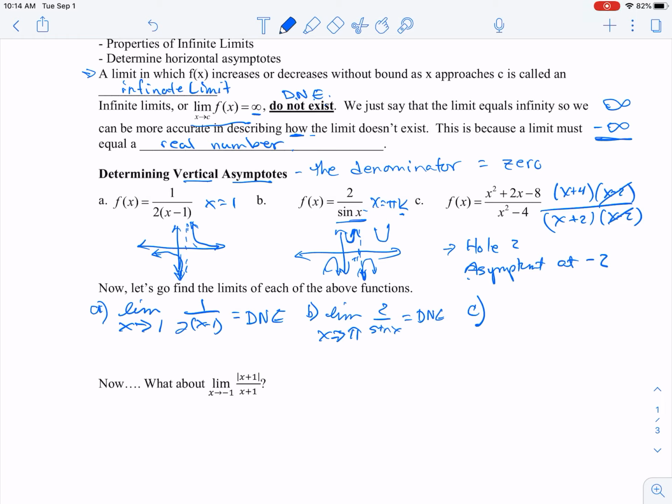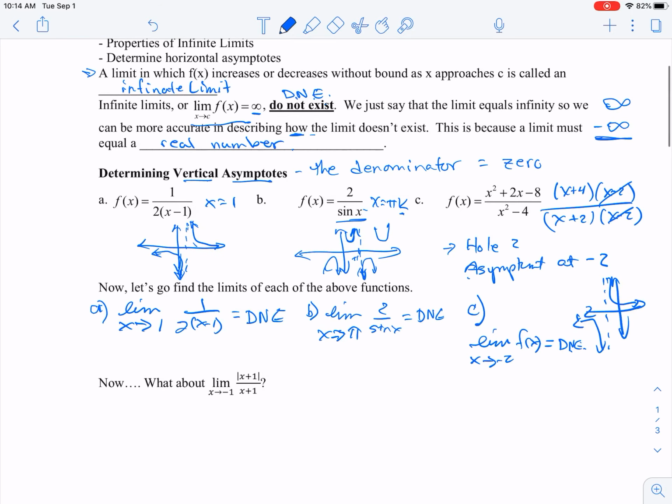Part C, the graph of this looks like this. We forgot to graph it. It has an asymptote over here at negative 2. So in this case, the limit as x approaches negative 2 of f of x is equal to DNE because one's positive and one's negative infinity. If they both go to positive infinity, you can say positive infinity. If they both go to negative infinity, you say negative infinity.